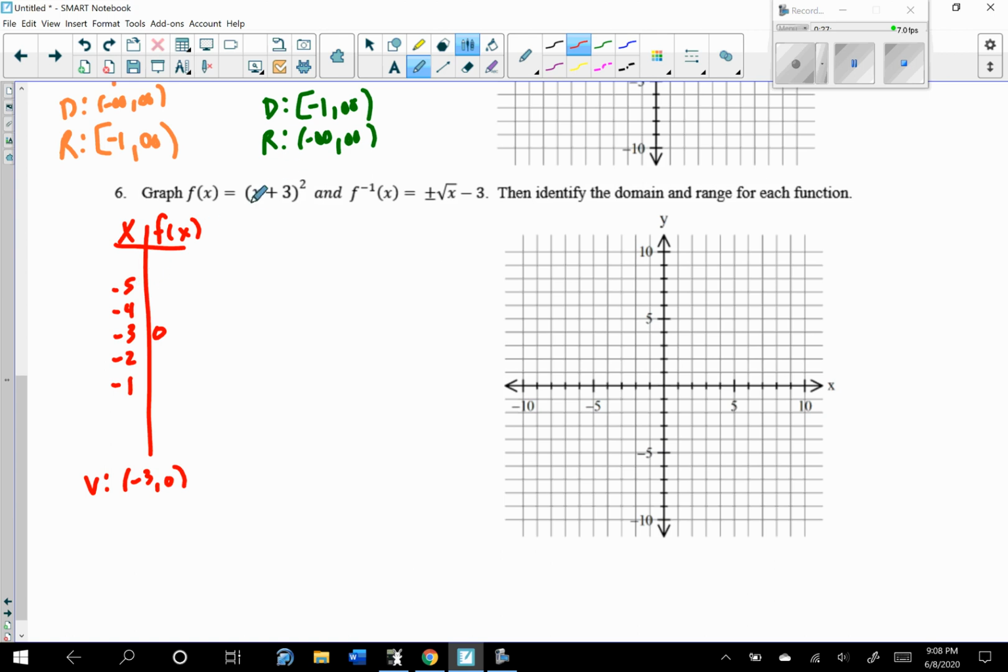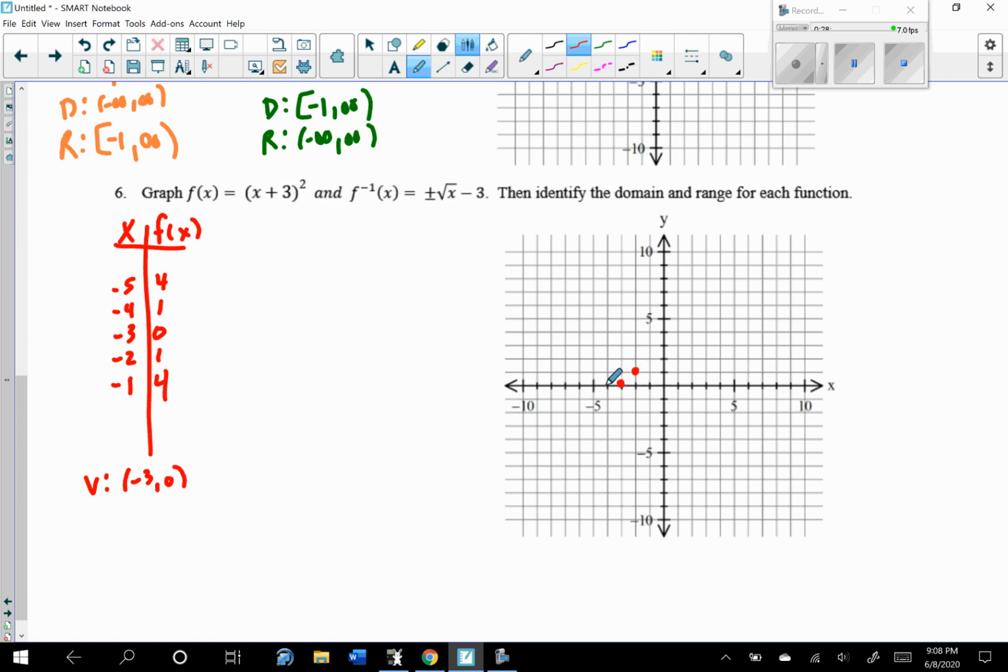So if I plug -5 into this equation, -5 plus 3 squared would be 4. -4 plus 3 squared would be 1. -2 plus 3 squared is equal to 1, and this is 4. We can go ahead and plot that then. So -1, 2, 3, 0. And again, we learned that last year. That's from our quadratics unit. We have -1, 2, 1.